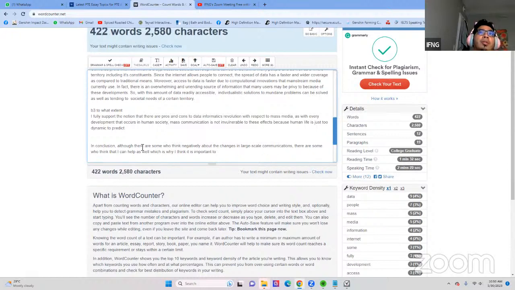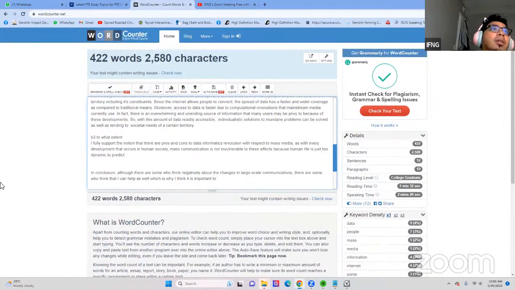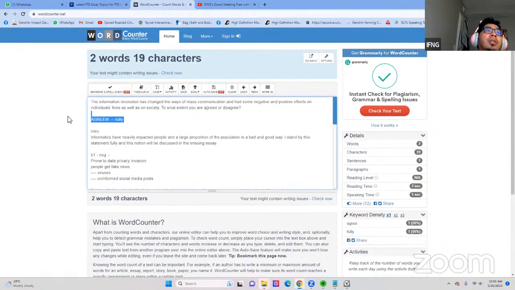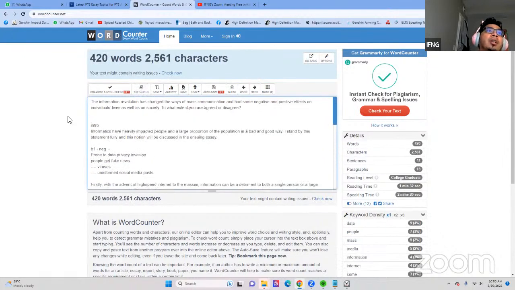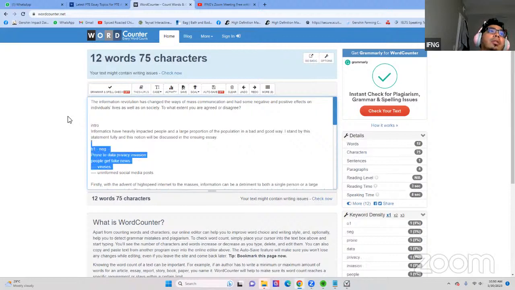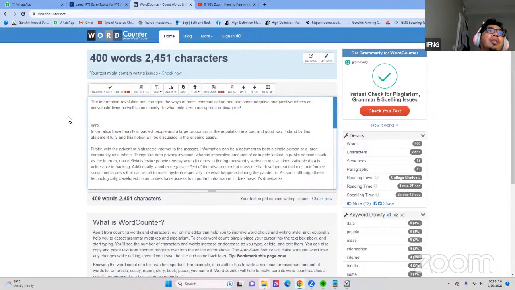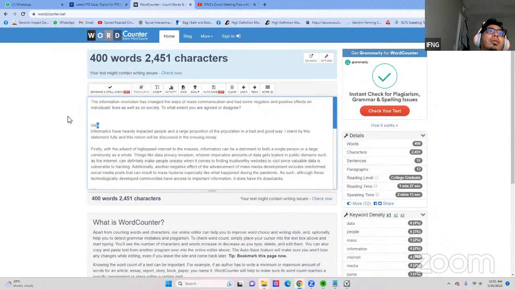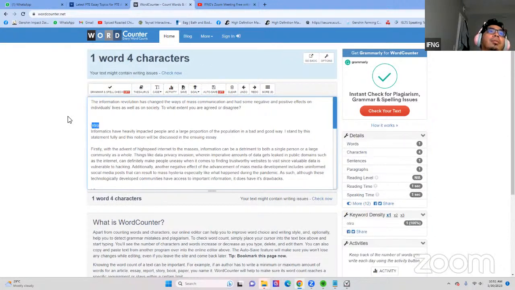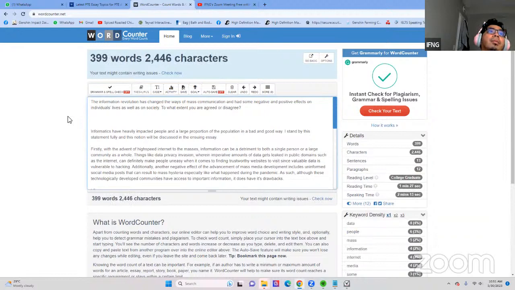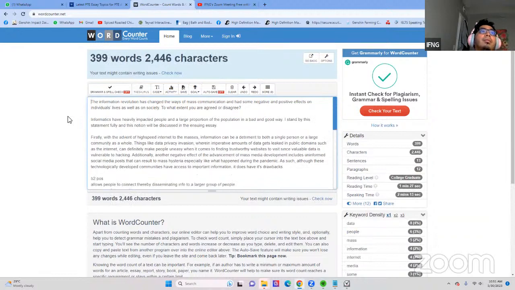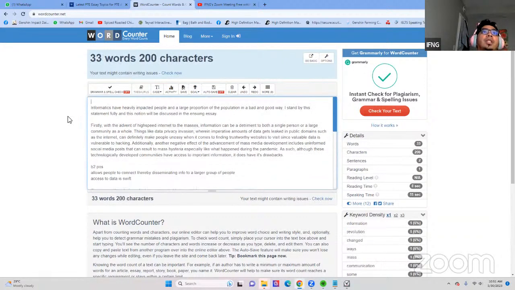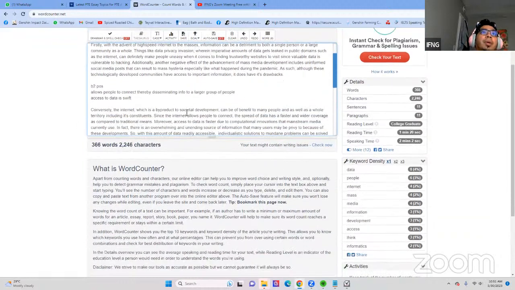I don't like that one. So may tapos na tayo, dapat 422 words, so di ba? Minus 33 kasi we included this one and this one. So alisin na natin yung mga yan para maayos yung natin. What extent do we agree or disagree? Diba?